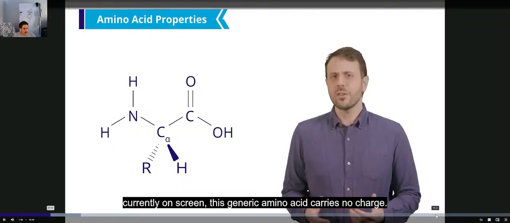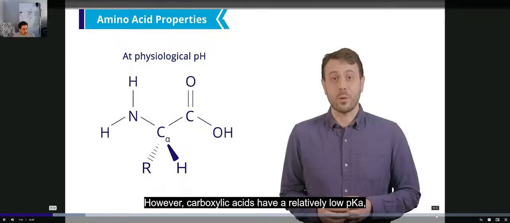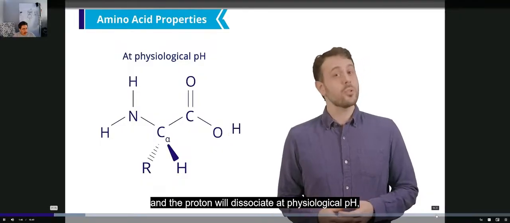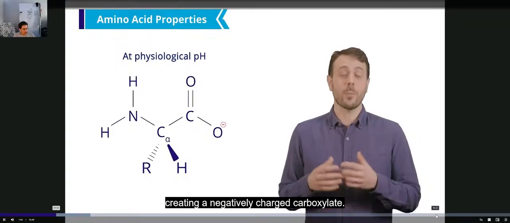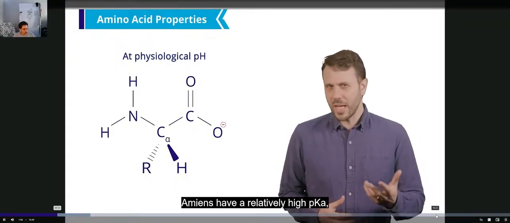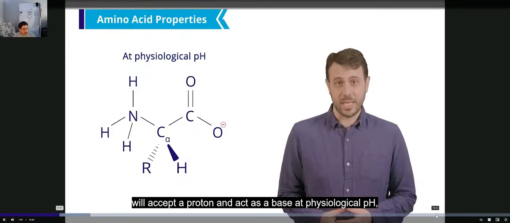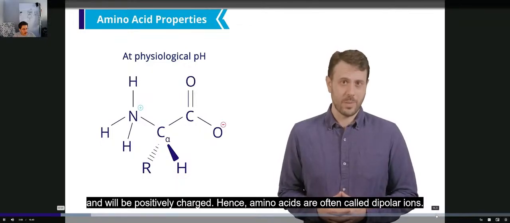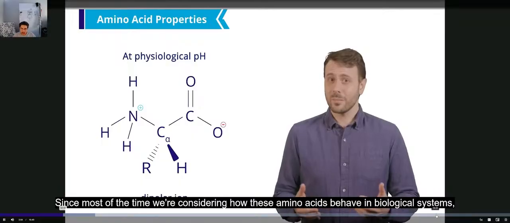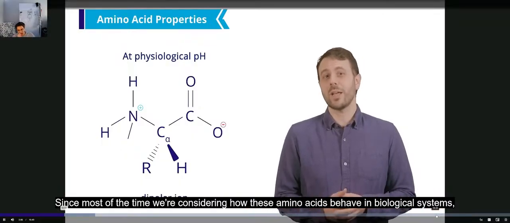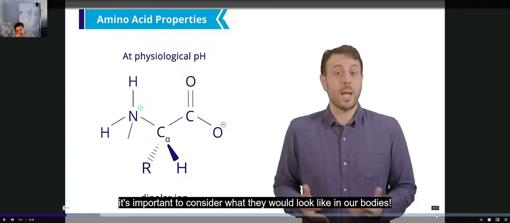Currently on screen, this generic amino acid carries no charge. However, carboxylic acids have a relatively low pKa, and the proton will dissociate at physiological pH, creating a negatively charged carboxylate. Amines have a relatively high pKa, will accept a proton and act as a base at physiological pH, and will be positively charged. Hence, amino acids are often called dipolar ions. Since most of the time we're considering how these amino acids behave in biological systems, it's important to consider what they would look like in our bodies.